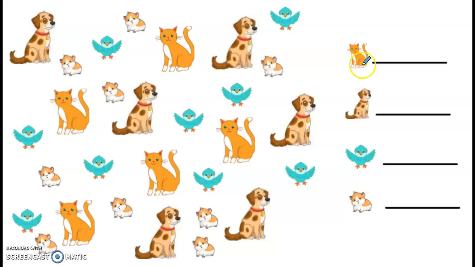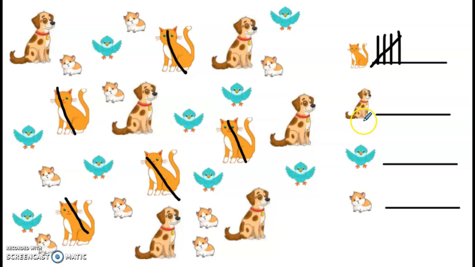The first one it wants me to start with is a cat. So I'm going to look around and count the cats. I have 1, 2, 3, 4, 5, and I don't see any more, so I'm going to write down 5 tallies. 1, 2, 3, 4, and 5.